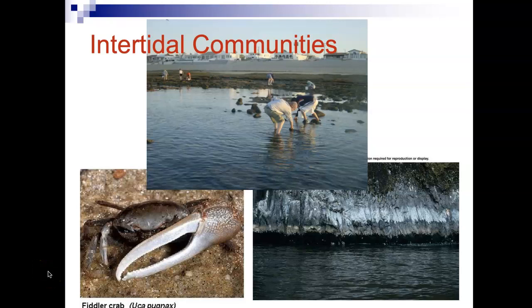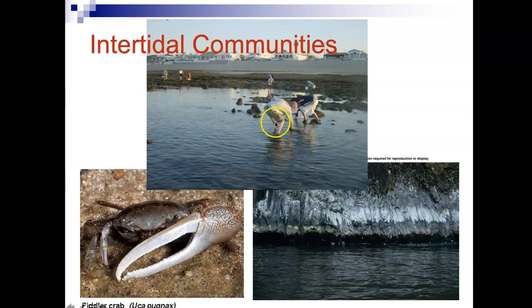Okay, so today we're going to start in on our first community in terms of our oceanic communities. And our first one is going to be the one that you're probably most familiar with, and that is intertidal communities. If you've ever been tide pooling as an adult or as a kid, or you've just been walking along the beach and seen some of these organisms, you've been to an intertidal community.